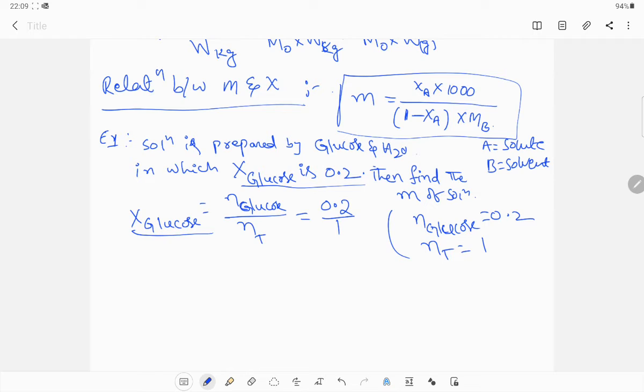So now come here. Now number of total moles equal to what? Number of moles of glucose plus moles of water. Now we need to find out moles of water, which is equal to total moles minus moles of glucose. So 1 minus 0.2 equals how much? 0.8.